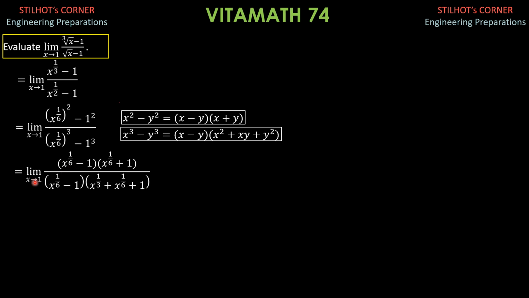So from here, because x approaches 1, we can now cancel x to the 1/6 minus 1. Then this fractional expression is now free of 0 as x approaches 1. Unlike before, as x approaches 1, the numerator approaches 0 and the denominator also approaches 0. So that is an indeterminate form, because we have 0 over 0.